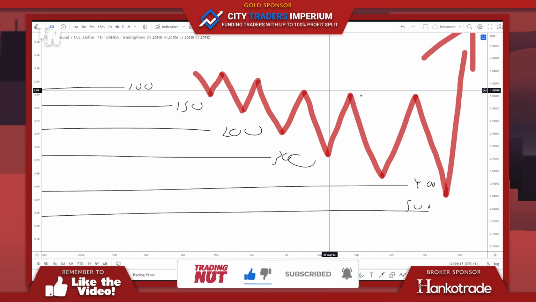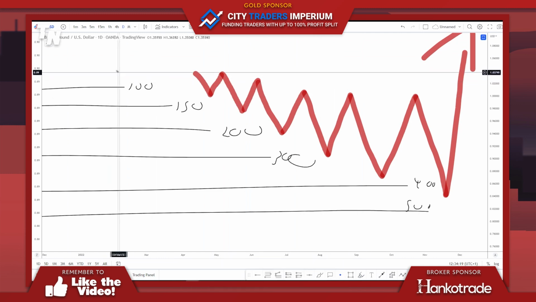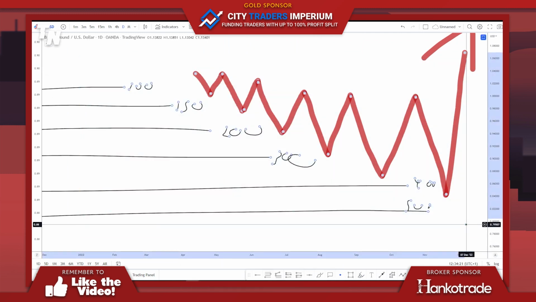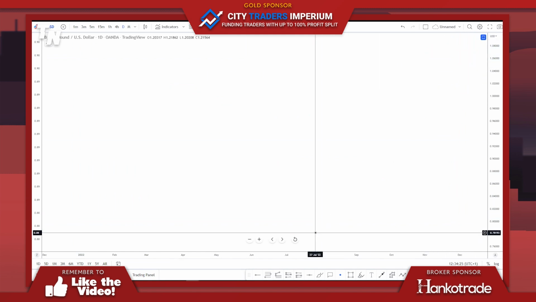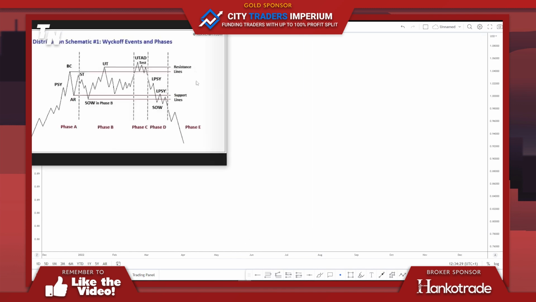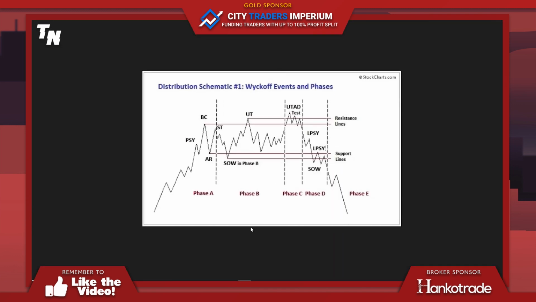Now, how can we actually know that? Well, here's the thing, right? We're not just trying to guess and do fabricated lines. We need to wait for hard, factual evidence that these institutions have been in the market. And what we can do to see that is look at our Wyckoff schematics. Now, when we look at Wyckoff, what you have to remember is that these are not chart patterns, okay? They're the manifestation of sellers of supply entering the market.